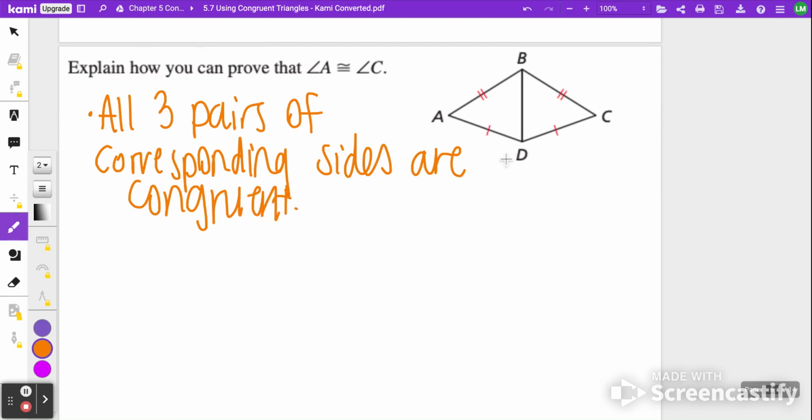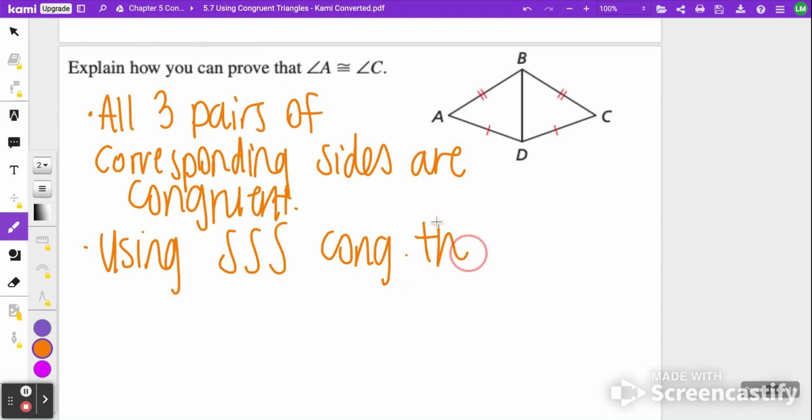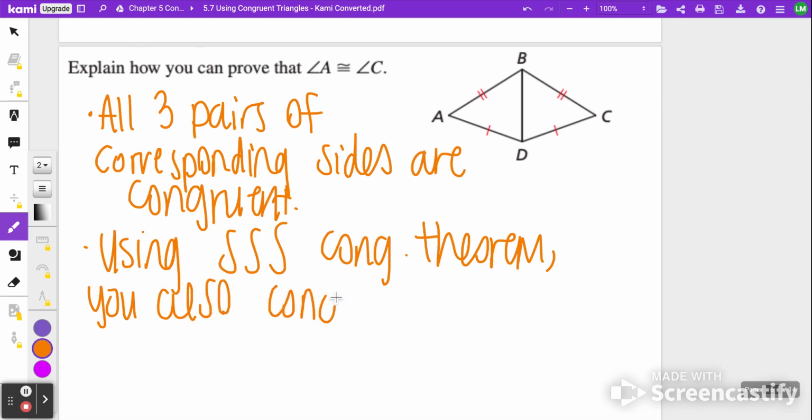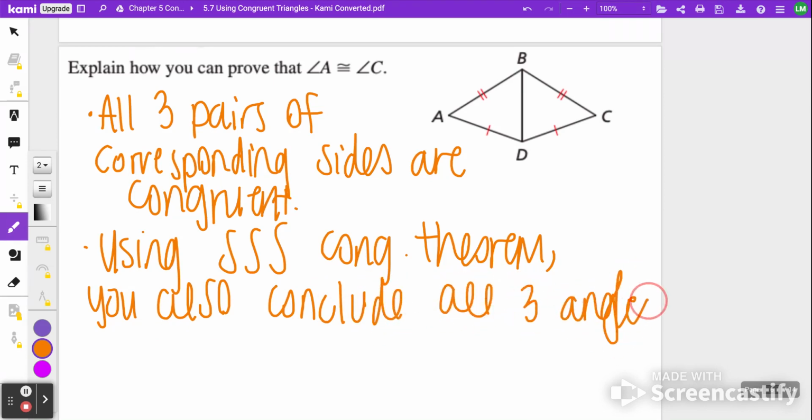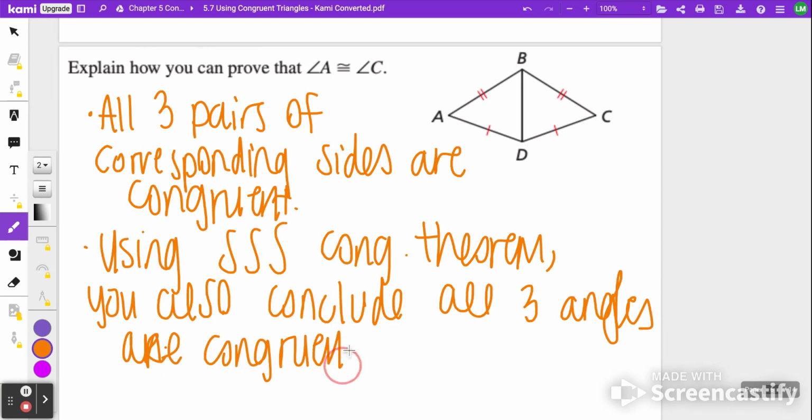I know that because AD matches CD, AB matches CB, and BD matches BD. Okay, so if I know that all sides are congruent, using the side congruence theorem, you can also conclude all three angles are congruent. So angle A is congruent to angle C.